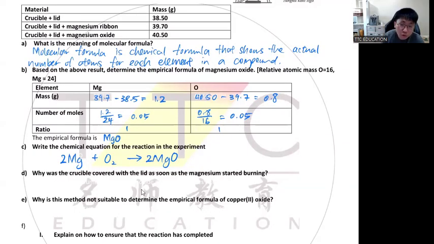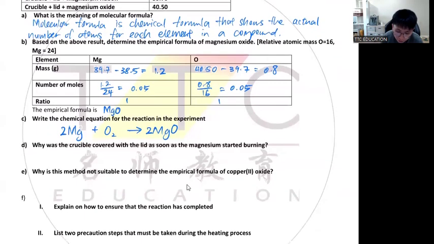Okay, why was the crucible covered with lid as soon as the magnesium started burning? So guys, when you do this experiment, you open and close the lid, okay? So why do you cover? When you cover, it is to avoid something from escaping. Because when you burn magnesium, magnesium oxide is a white fine powder that, if you don't cover, the fan blows a bit, all the white powder flies away. So we can say to prevent the white fume of magnesium oxide from escaping.